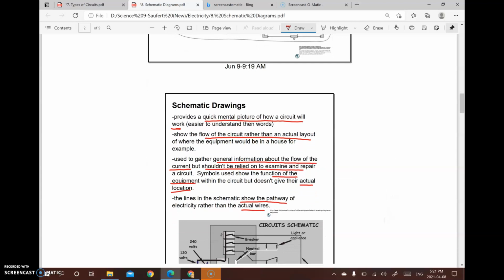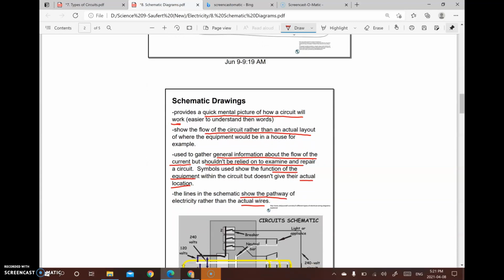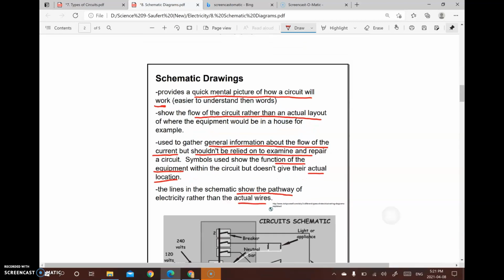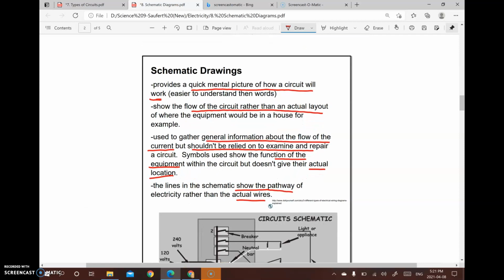So what a schematic drawing is, it provides a quick mental picture of how a circuit will work, and it's a lot easier to understand than words. It shows the flow of the circuit rather than the actual layout of where the equipment would be in a house, for example. It's used to gather general information about the flow of the current, but shouldn't be relied on to examine and repair a circuit.